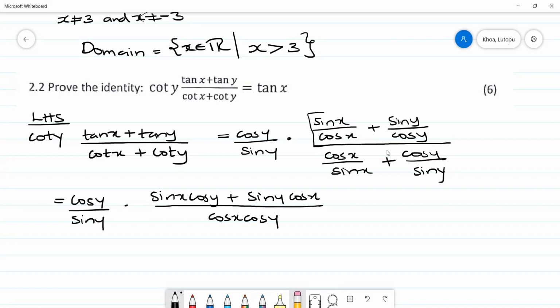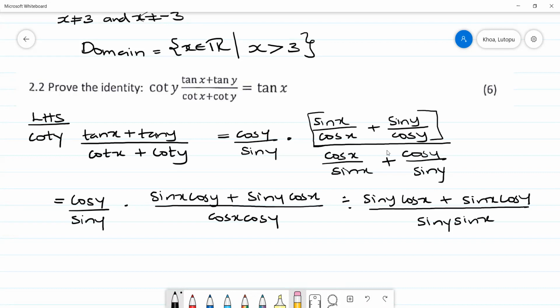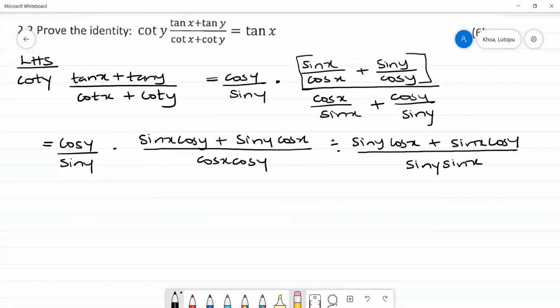That's the numerator, this one here, when I add them together. And then this is divided by sine y cos x plus sine x cos y. And this is divided by sine y sine x. Okay, so if we look at these two numerators here, sine x cos y, that's this one here, and then sine y cos x, that's this one there. So these two are the same. So when I change this division to multiplication and then have the reciprocal, they will be able to cancel.